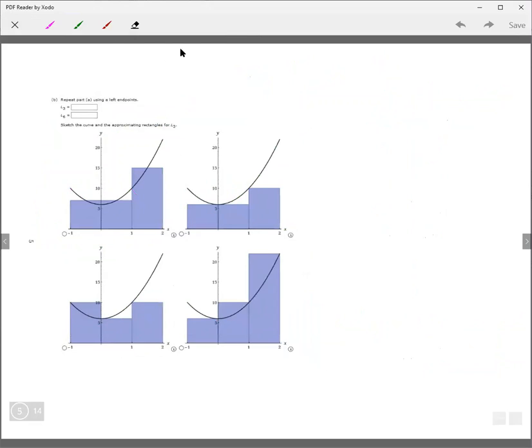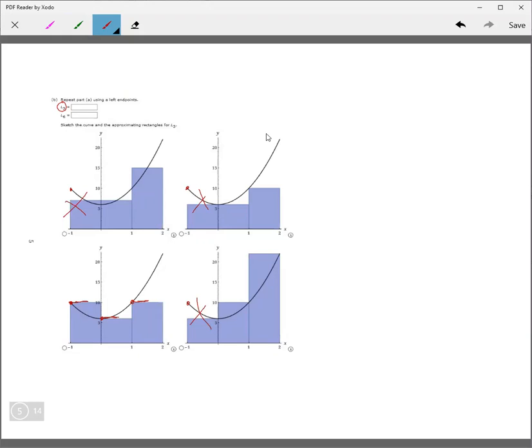Okay, so now here this is left endpoints. L3 means left endpoints and 3 rectangles. This is not using the left endpoint, so throw that out. This is not using the left endpoint, so throw that out. This one is using the left endpoint. This one's not, so throw that out. This is using the left endpoint, and so is that. So they're all using the left endpoint, and there's 3 rectangles.